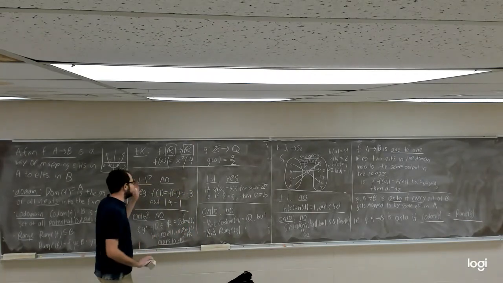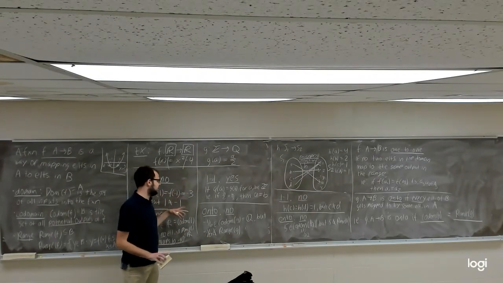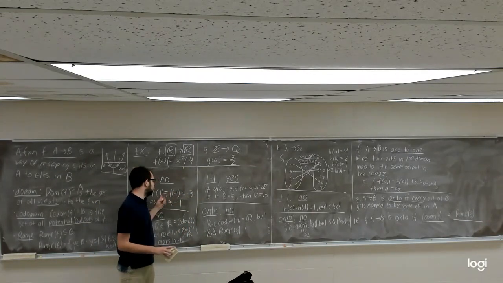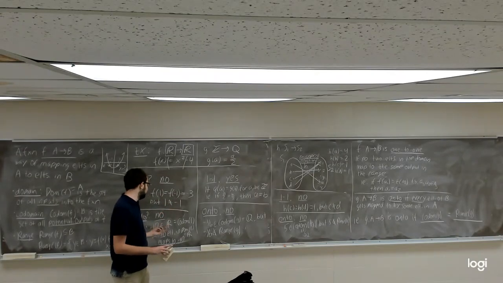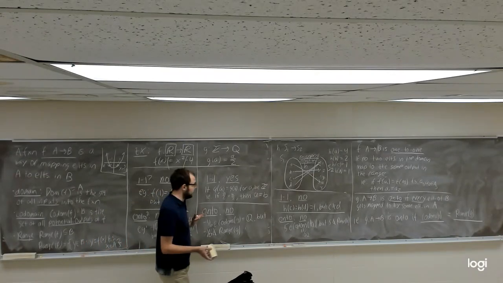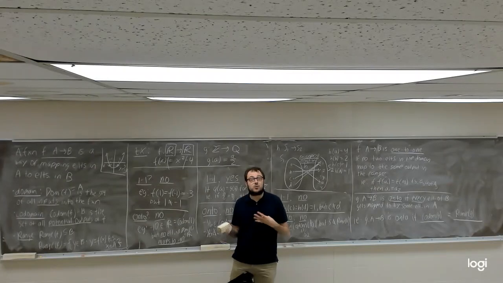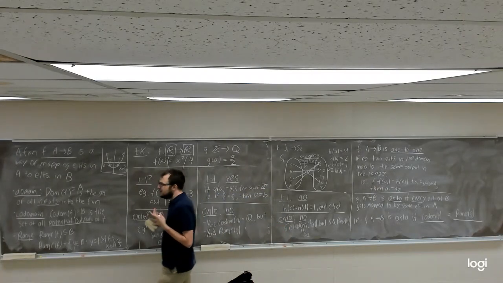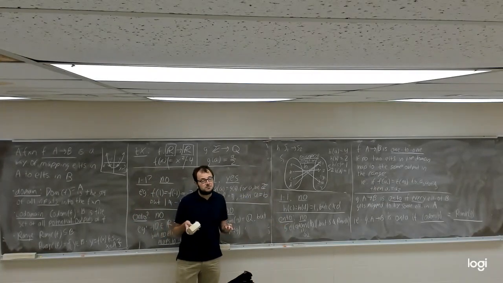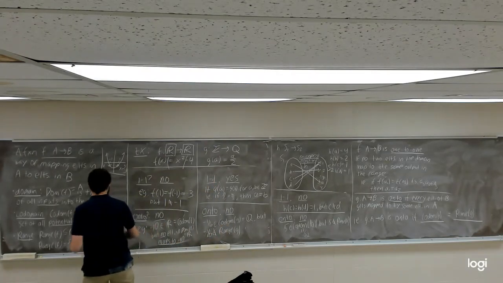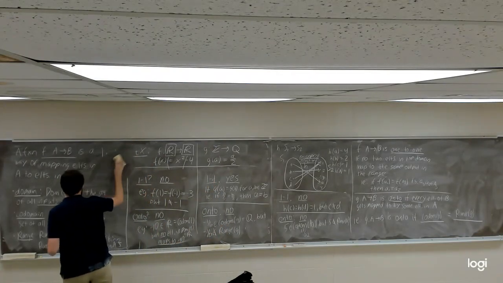To show something's not one-to-one, give me a pair of elements that map to the same thing, but are not the same element to start. If you want to prove something is not onto, show that something is in the codomain but not in the range. But proving things are one-to-one and onto is a little bit tricky. So let's write a proof. Let's take a look at what a proof of that might look like.